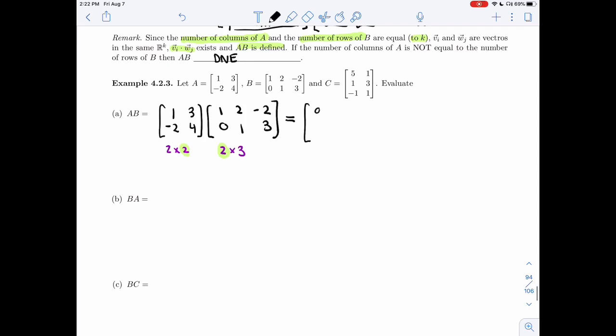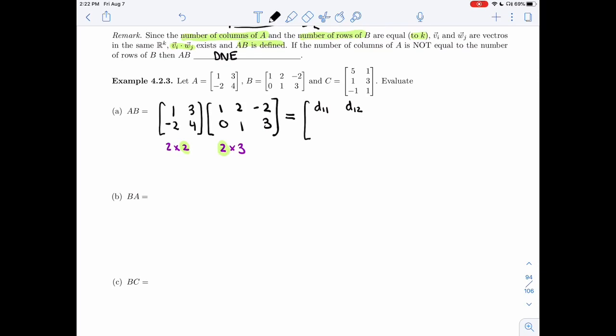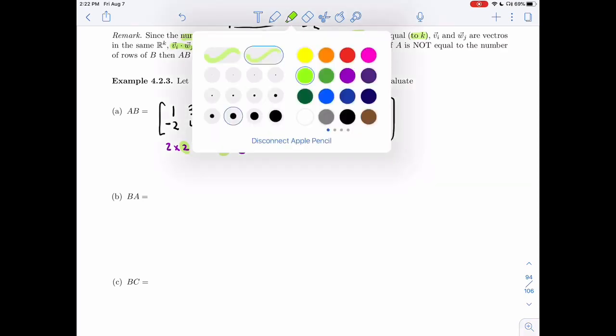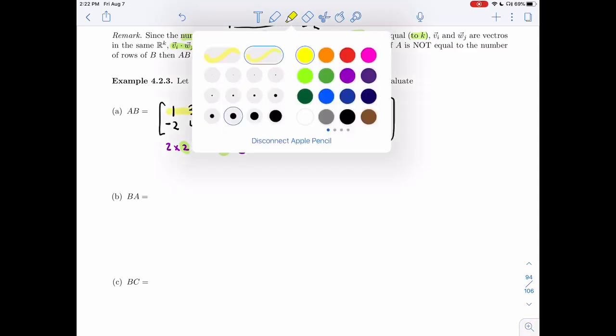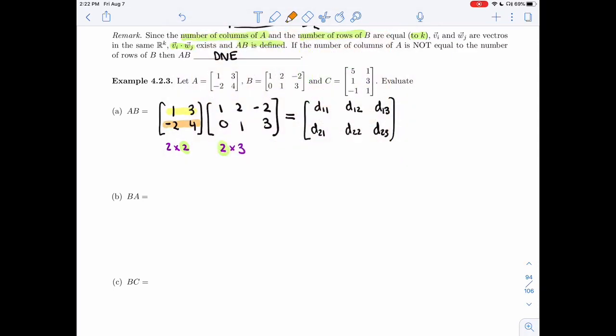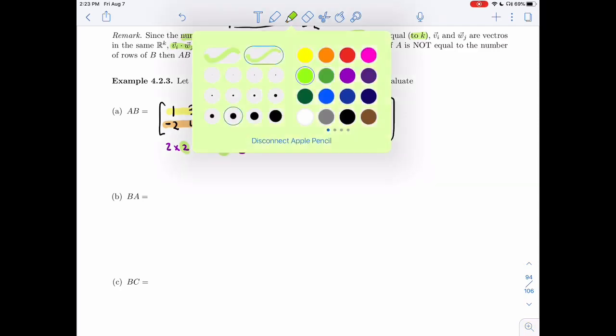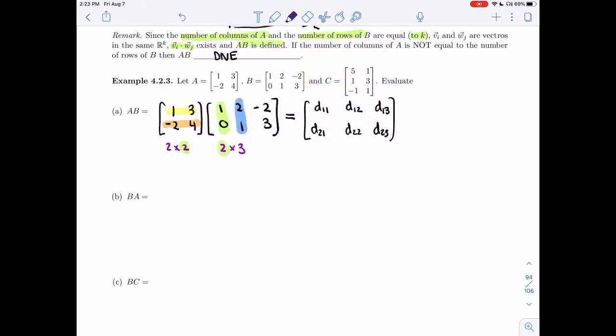Let me just write, I'm going to pretend like this is the D matrix because A, B, C are already taken. So I'll have a 2 by 3 matrix. So I'm going to have 6 entries that are labeled this way. To figure out what they are, let me give colors to the vectors that we're looking at. We're looking at rows of A. So there are 2 rows. Let's use yellow and orange. So I have the 1, 3 vector. I have the minus 2, 4 vector. And for B, I'm looking at the columns. So I'm going to have 3: 1 green, 1 blue, 1 purple.